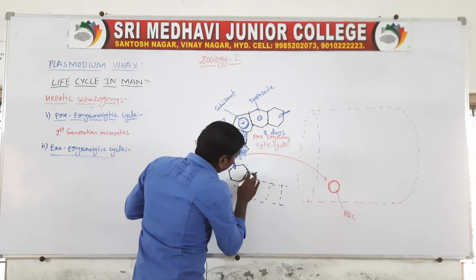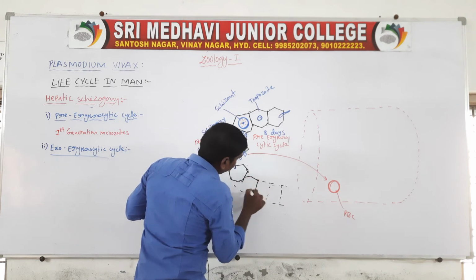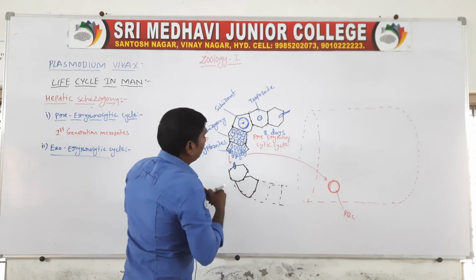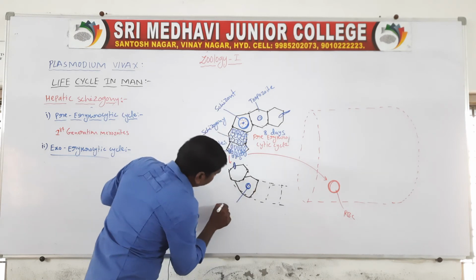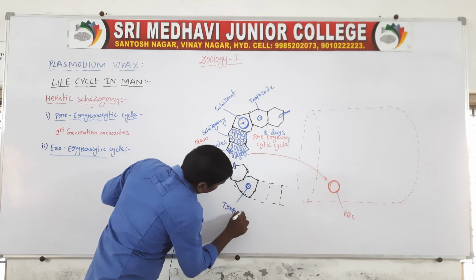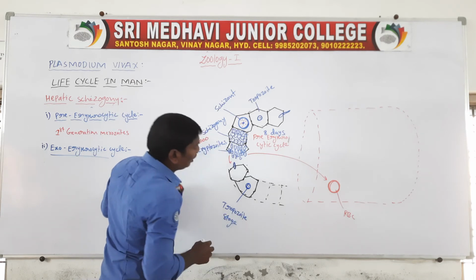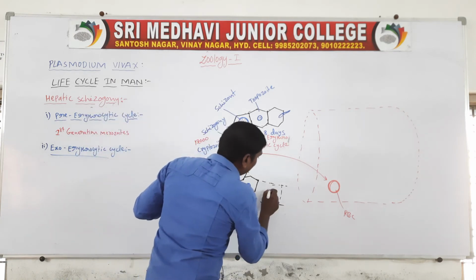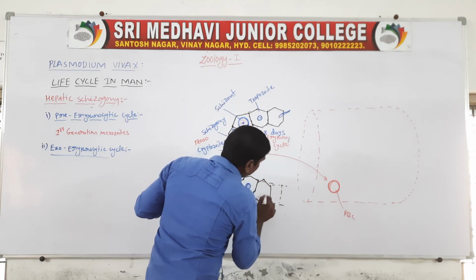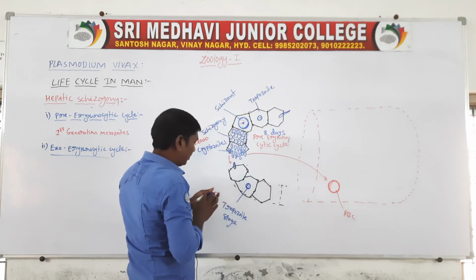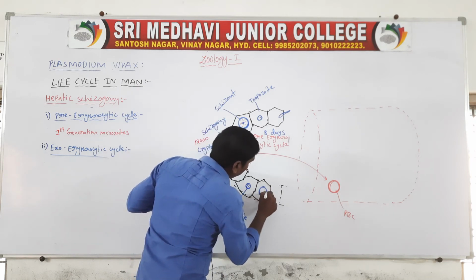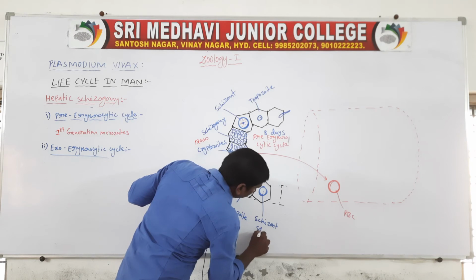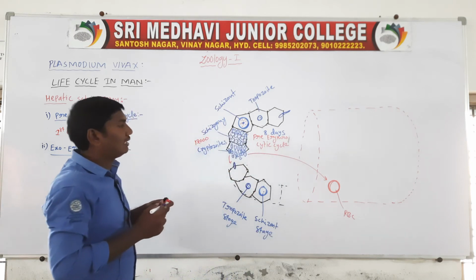Next one, these are converting to the trophozoite stage. Next one, this trophozoite stage eats the cell organelles. These are increasing in size. So this is called the schizont stage.